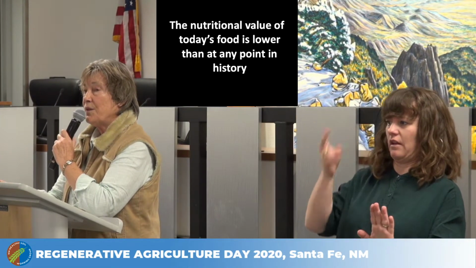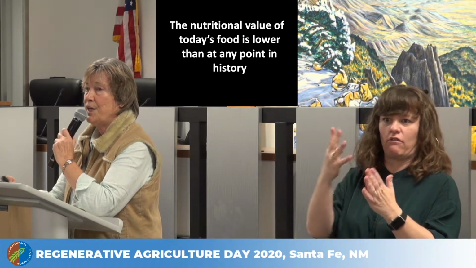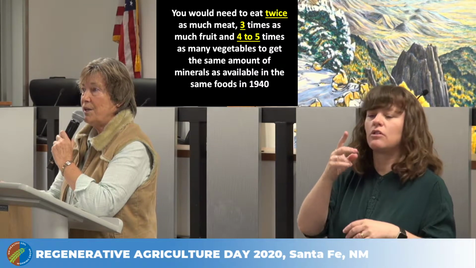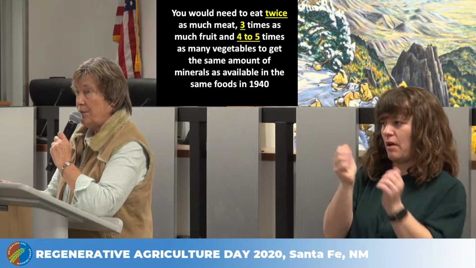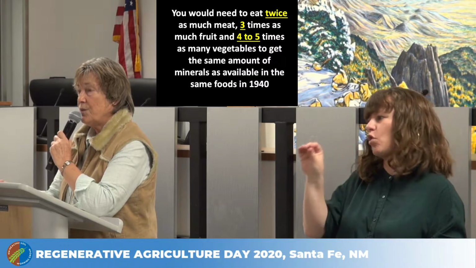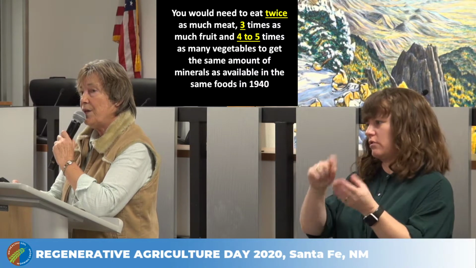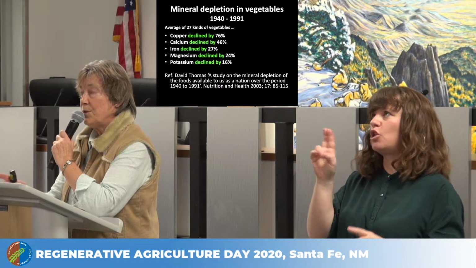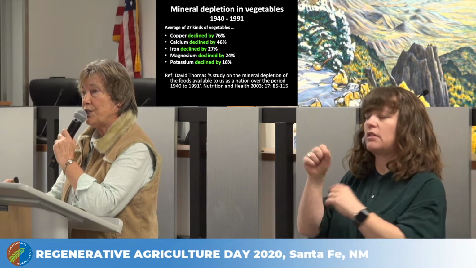So you'd have to eat twice as much meat, 3 times as much fruit, and 4 to 5 times as many vegetables just to get the same nutrient content in that food as would have been available back in 1940. There's quite a lot of literature on this. The one I like is actually from the UK. This is Dr. David Thomas. He did a very detailed study on this. It's been published in the Journal of Nutrition and Health.